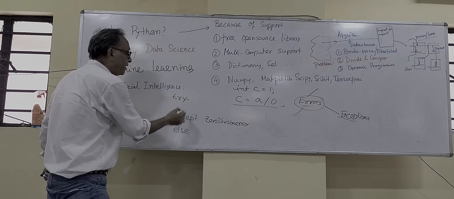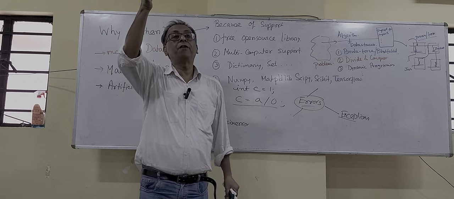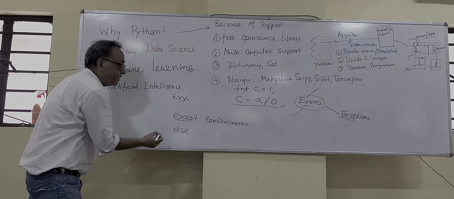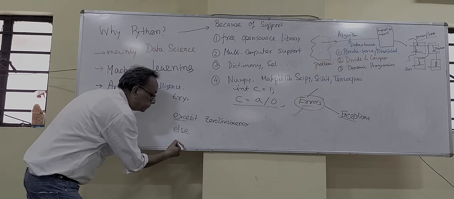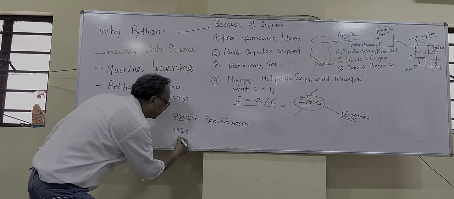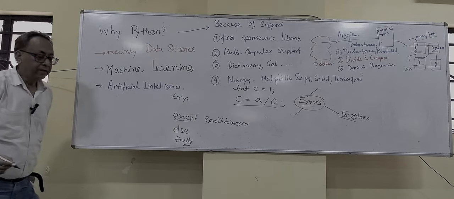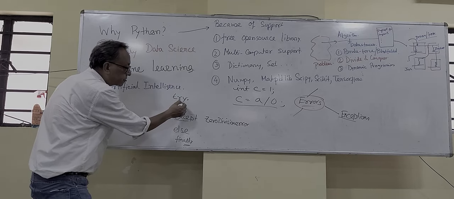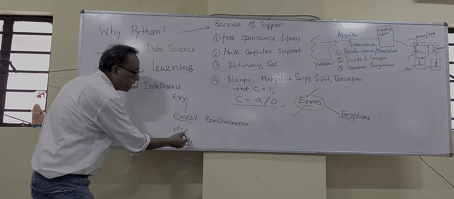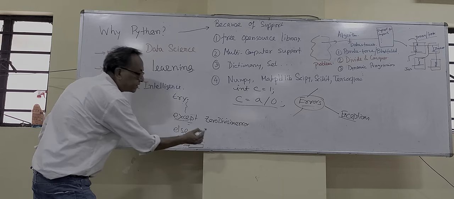Try, except. No, catch is seen from Java. Here it is except, and finally. So this block would always be executed. This is the try block, and there are different exceptions I'll handle, then else, and finally, this block of code will always be executed.